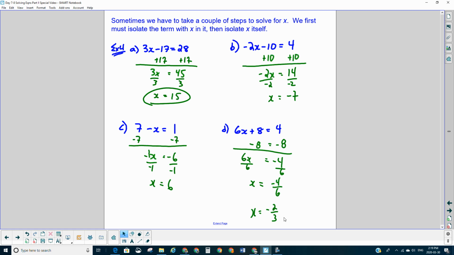This shows how this process is really important to follow, because you're not going to be able to just guess numbers all the time. In C, we probably could have looked at it and said 7 minus a number equals 1. We all probably could have got x equals 6 right away without all this process. But I would challenge that it's much more difficult to figure out x right away in this question. I don't think I would have guessed that x was negative 2/3. The process helped me get to that point.